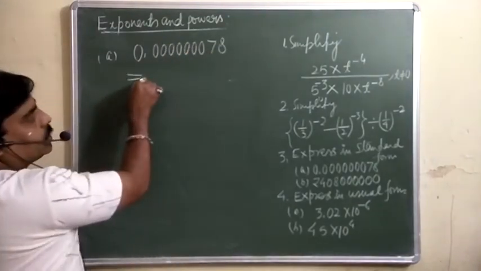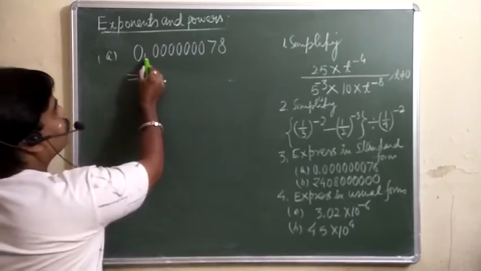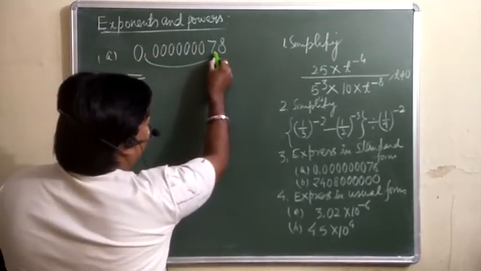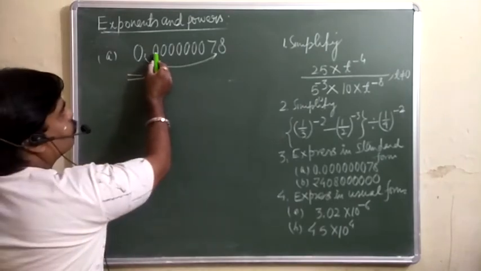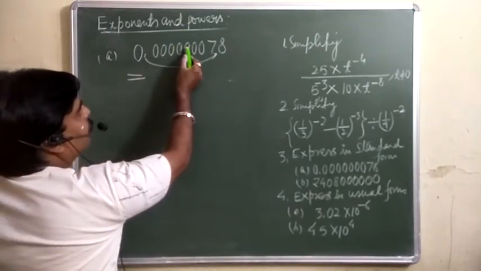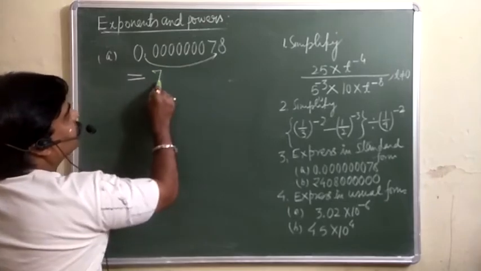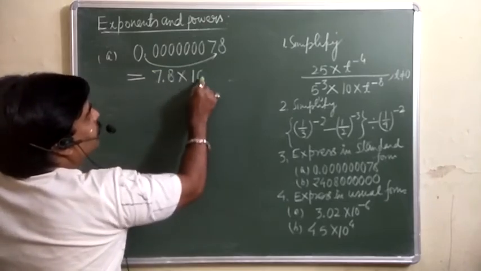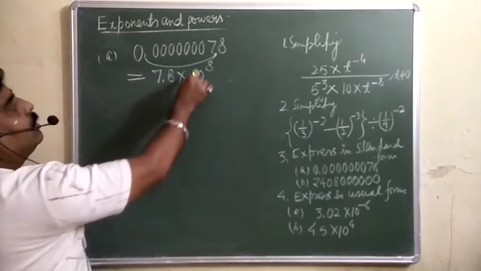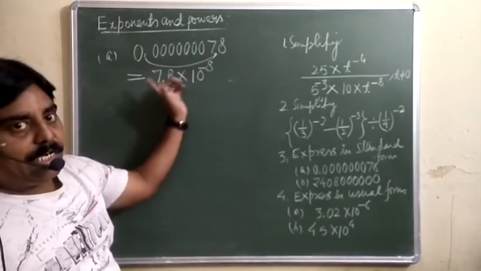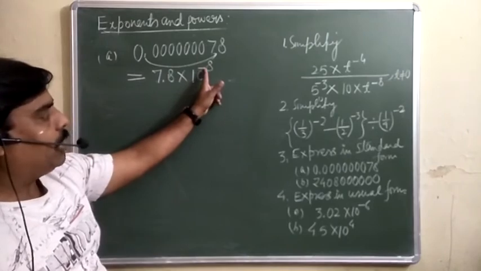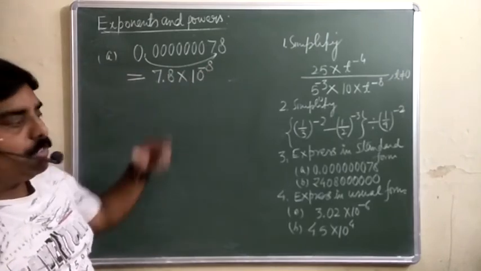You want to write in the standard form. It means we are supposed to shift this decimal point to just after one digit. So how many digits are we going to shift? 1, 2, 3, 4, 5, 6, 7, 8. So this is 7.8 into 10 raised to power minus 8. We are shifting on the right hand side. If we shift to the right, the negative sign will come. If we shift to the left, positive will come.